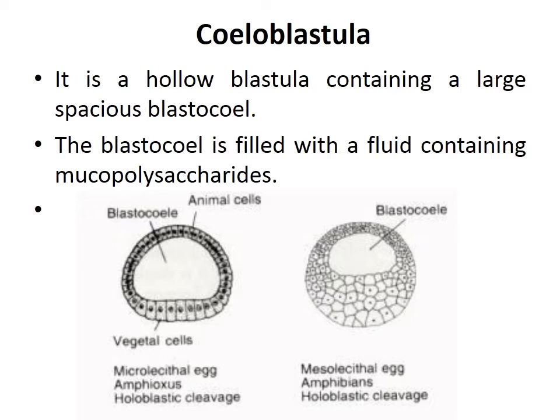And this type of blastula, which is coeloblastula, is an unequal one, where the blastocele is pushed towards the animal pole. You have multi-layered macroblastomeres. This occurs in a mesolecithal egg, and an example is amphibian. Both types of blastula are formed from holoblastic cleavage. Holoblastic cleavage results in coeloblastula.